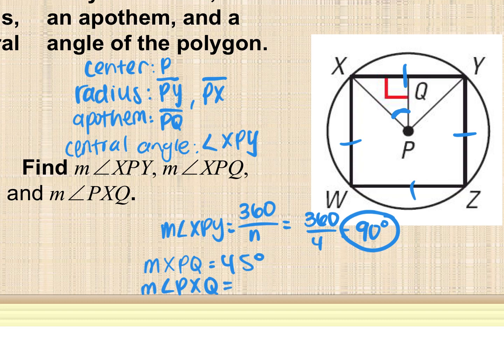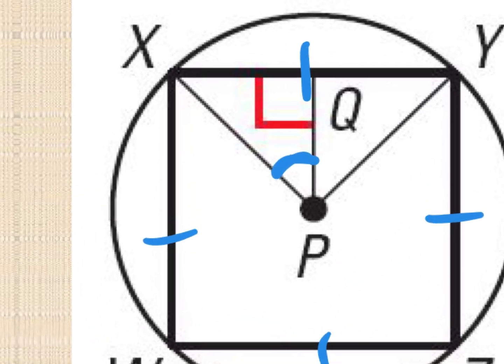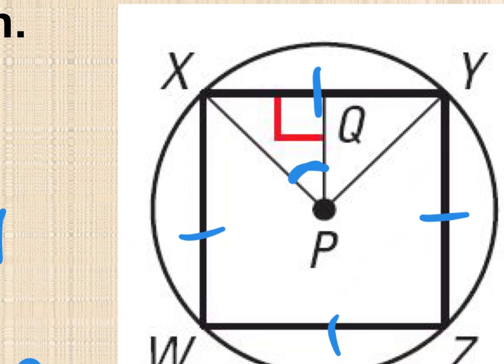Where did I get 45 from? Someone answer that for me. German? Which one's an isosceles triangle? XPQ. How do you know it's isosceles? Right angles make triangles isosceles. Never mind. You're on the right track, though. Remember, we already know, German, that this angle is 45 degrees. How can we figure out the last angle over here? Bryson?